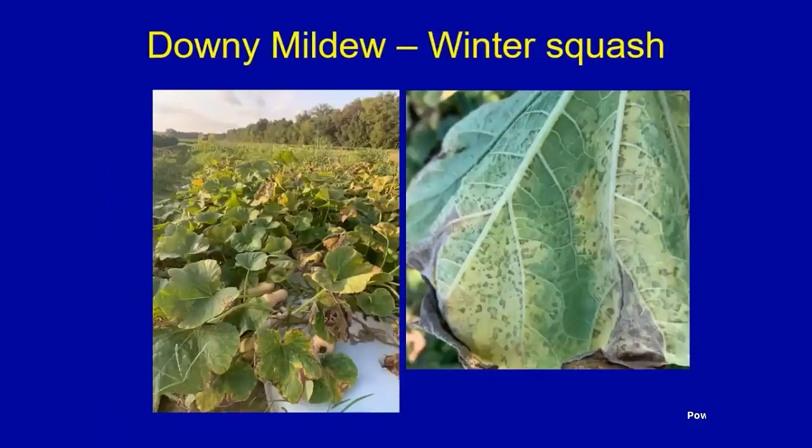This is a similar field last year on butternut squash, which is very susceptible to it. You see the lesions are a little bit darker in this case, but it starts in the center and then spreads out. If you don't apply a fungicide early, it will do quite a bit of defoliation and cut back on your yields.